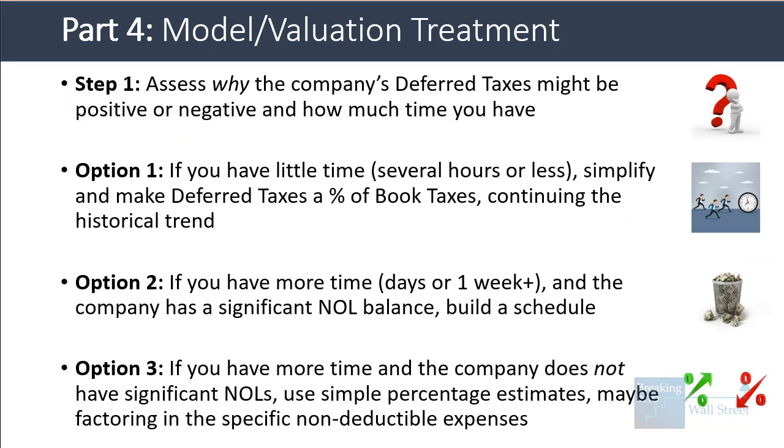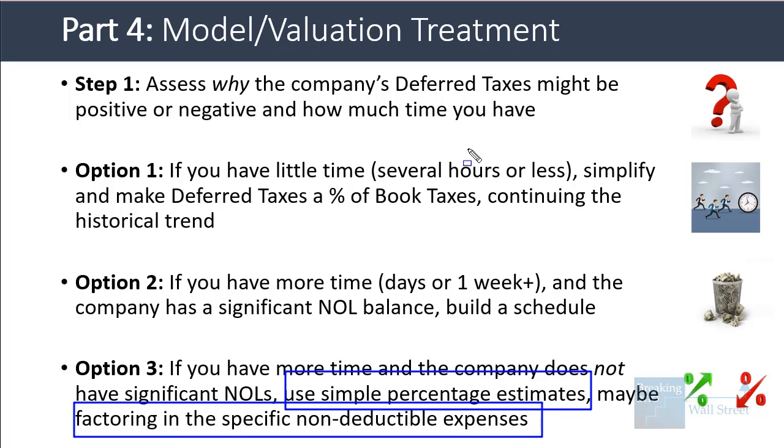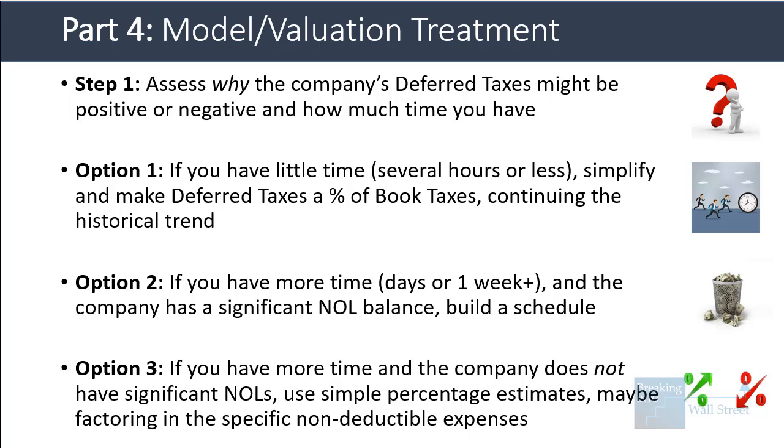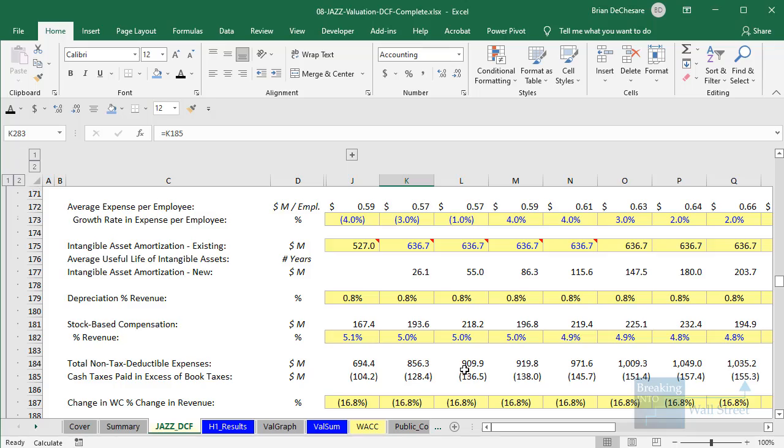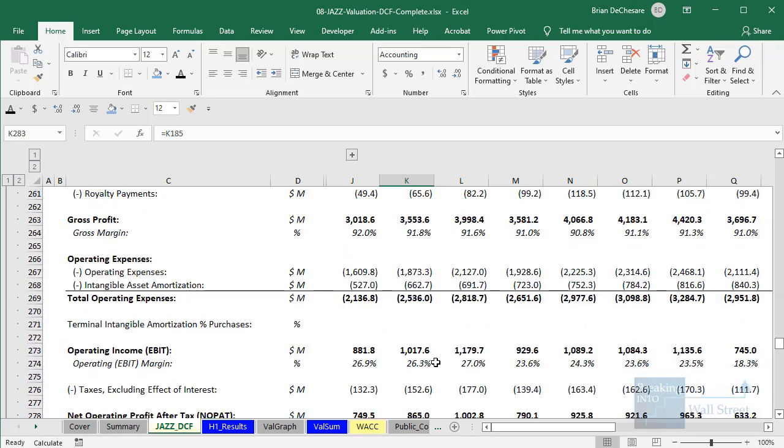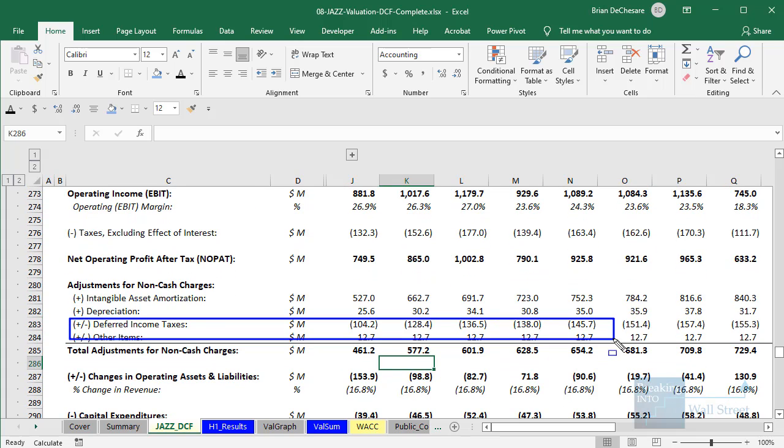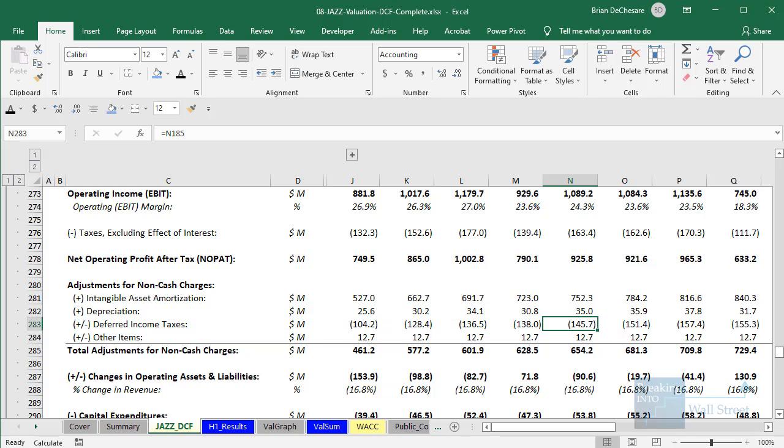And then the third option is if you have more time, such as a few days or a week, and the company doesn't have significant NOLs, again, I would just simplify and use simple percentage estimates, maybe factoring in specific non-deductible expenses like the stock-based compensation if you have that. But even in this scenario where you have more time, I don't really think it's worth scrutinizing this in too much detail and going back and forth on what to do. It's a fairly simple line item. And the main point of all of this is that if a company's cash taxes are greater than or less than its book taxes on a consistent basis, then you do want to reflect that in 3-statement models and also in valuations when you're using a DCF to assess a company like we are in these examples.